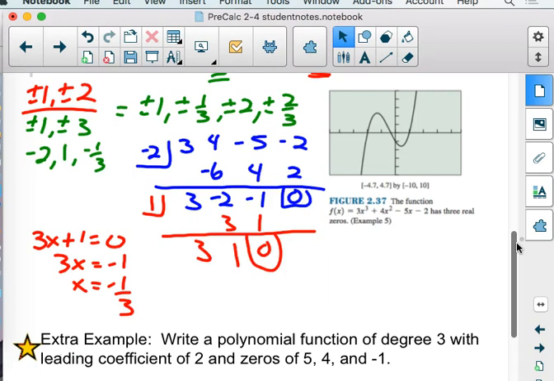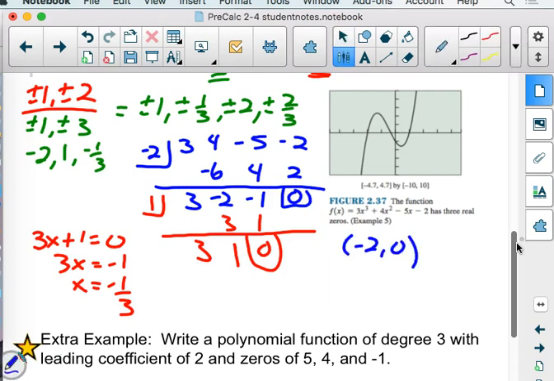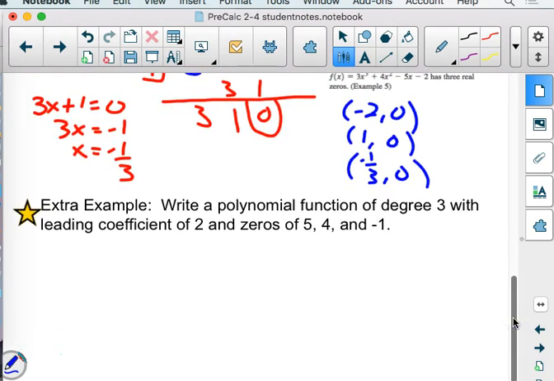And of course, this is just going to be a sketch of what we saw in our graphing calculator when we went through it. Now, the last thing we should do is write these down as ordered pairs and say, well, negative 2 worked, so negative 2, 0 is good. 1 worked, so 1, 0 is good. And then negative 1/3 worked, so that's good.